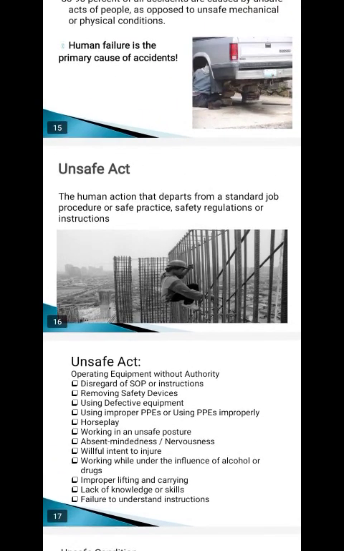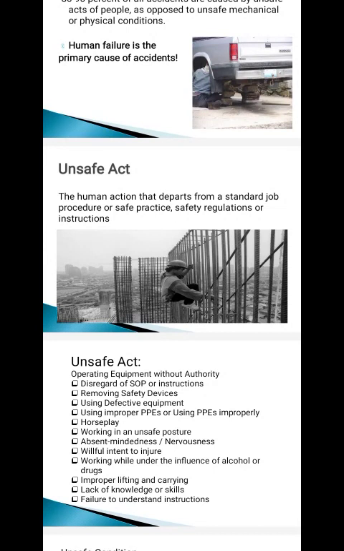Operating equipment without authority. For example, somebody driving without a driver's license. Driving or operating machinery without competency. You're operating a forklift truck, payloader machinery, heavy duty equipment, and you do not have your license to operate such. Disregard of standard operating procedures.